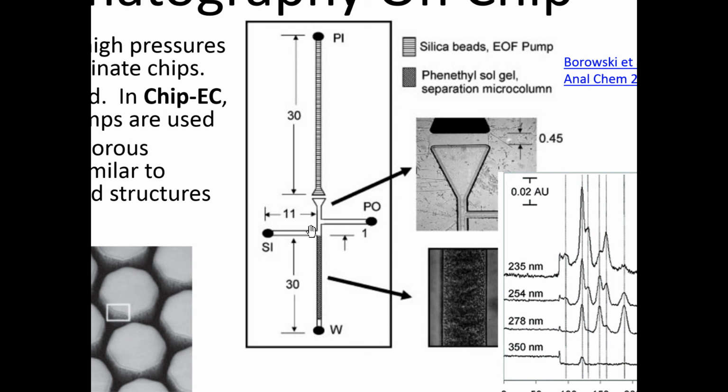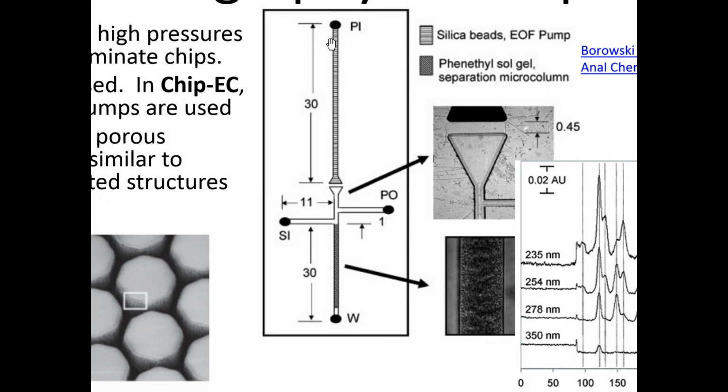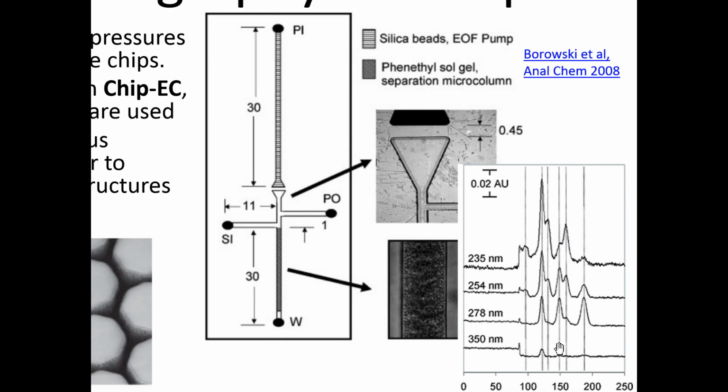By placing a voltage between this inlet and outlet here, you can get a pumping effect going down like this. And it turns out that will also drive some liquid into the sample, which is here. It'll drive that into the column. These are examples of separations that one can get using a chip like this.